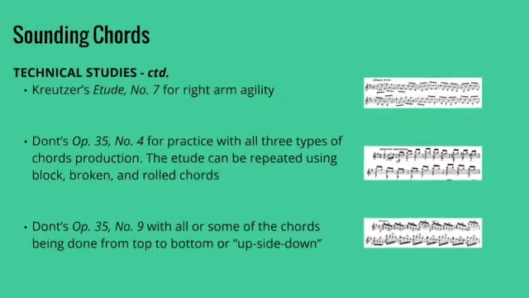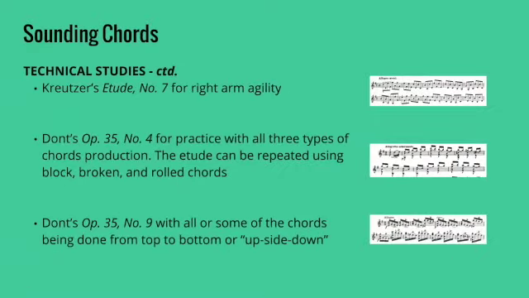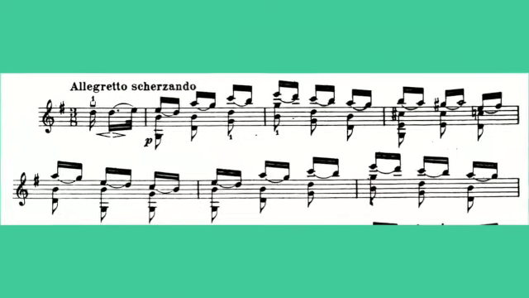Let's see, what's the next one? I did bring up, I told you I'd bring it back, Opus 35, number 4. And you can see now after practicing these for left hand intonation and agility, this could also be a useful exercise for the right hand and the bow arm, because these chords can be done either as block chords or as rolled chords, and students can practice doing both of those with this exercise.